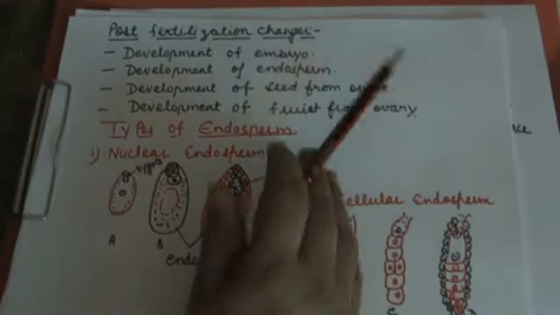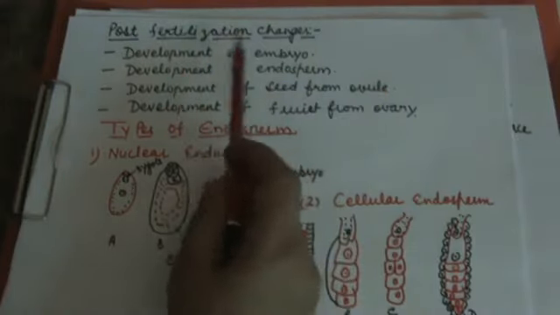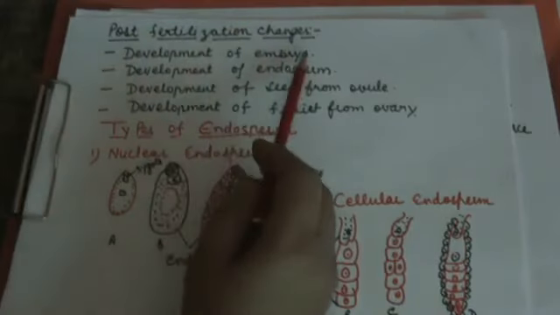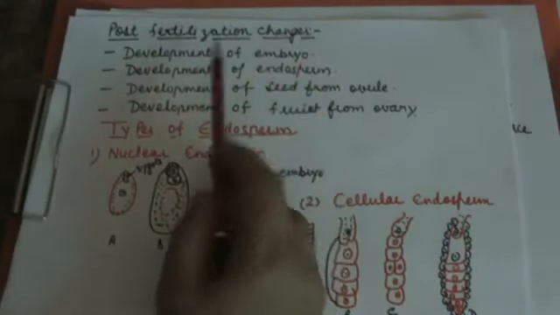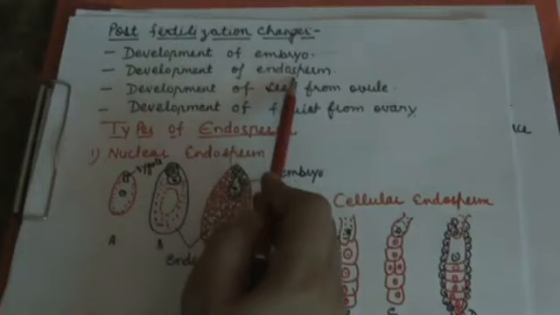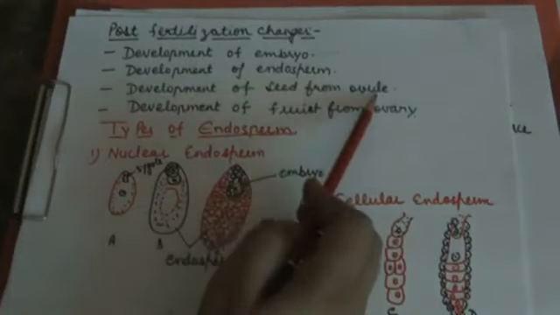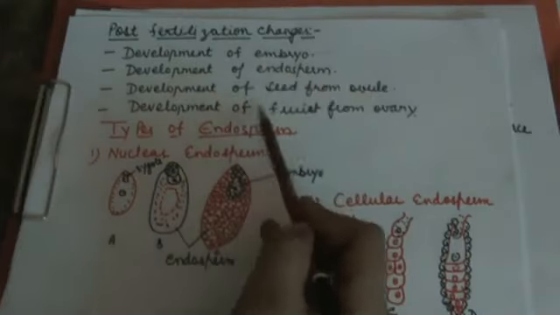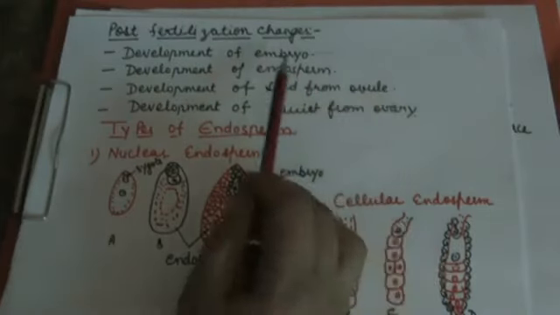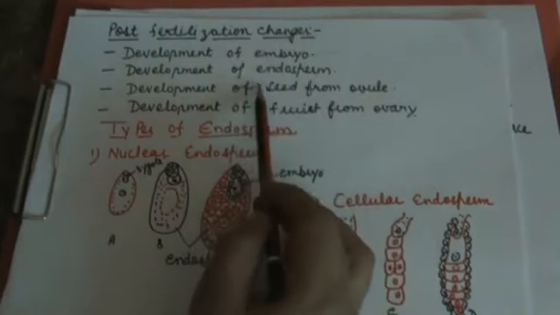The major events that occur after fertilization are: number 1, development of embryo. Second is development of endosperm. Third is development of seed from ovule. Fourth is development of fruit from ovary. We will discuss these events one by one.